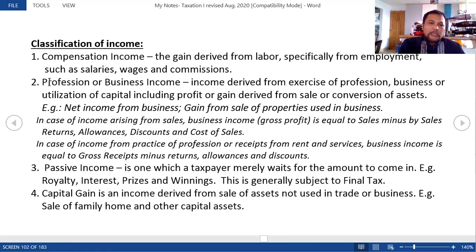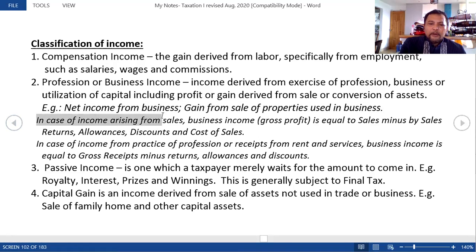Then we have another income, which is exercise of profession, like a dentist. If he is exercising his dentistry, then he's a professional. The income he earned there is professional income. Or business income. This is derived from his business or utilization of capital, including profit or gain derived from sale or conversion of assets. Example, net income from business or gain from sale of properties used in business.